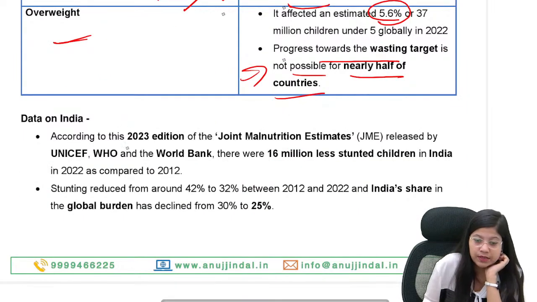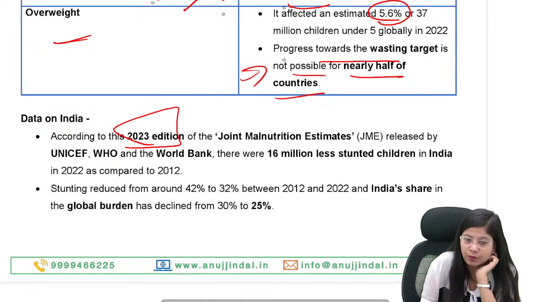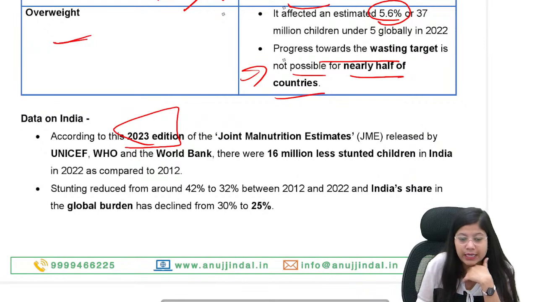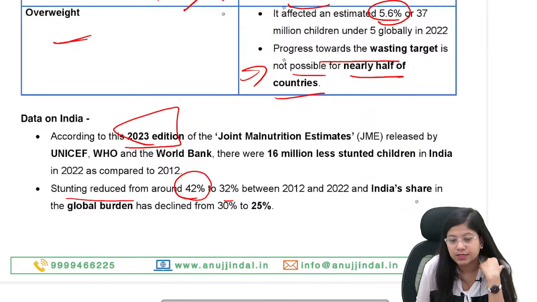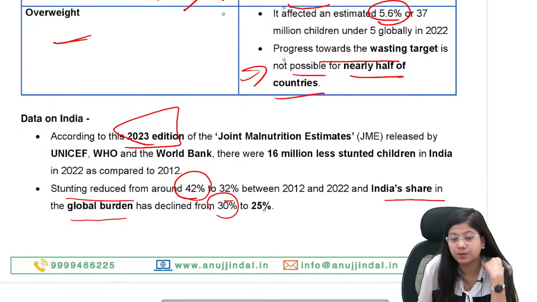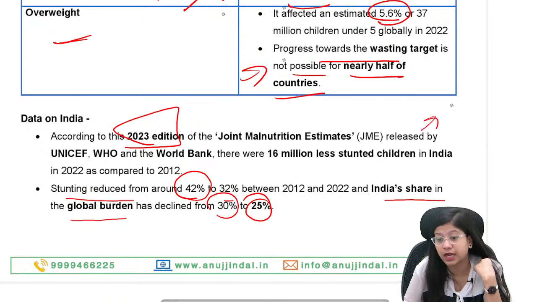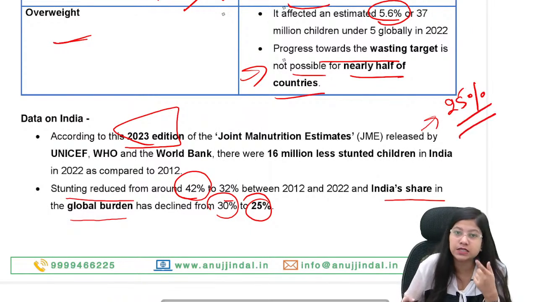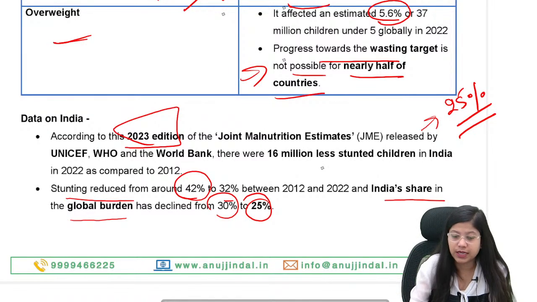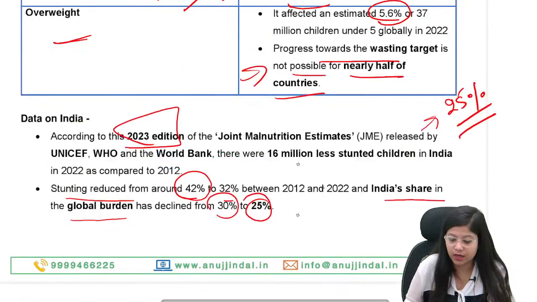Now 2023 data for India. Okay, so from this report we have extracted the data for India. In India, stunting reduced from 42% to 32%. India's share in the global burden has declined from 30% to 25%. Still, imagine that 25% of the global burden of stunting is borne by India. This is a very huge burden that we are shouldering on our shoulders.